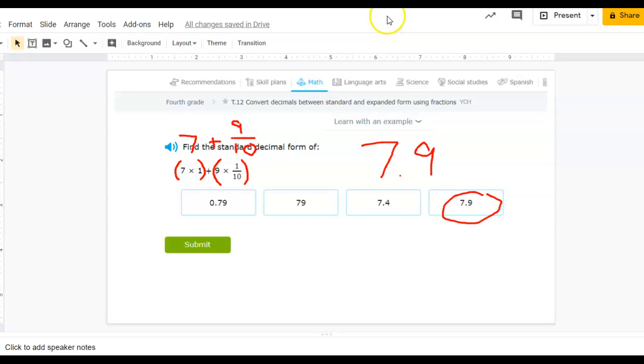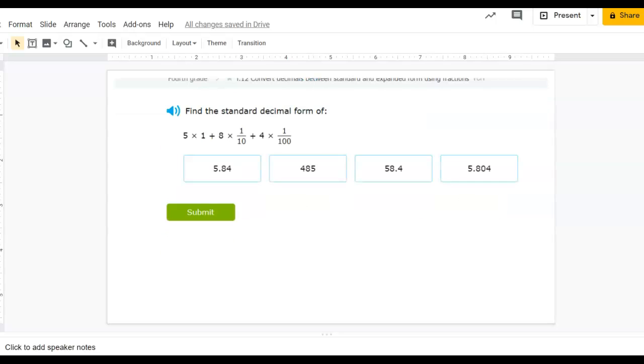So let's look at another example, and for this one, it looks real similar to what we just did. We're going to do the same thing. We see that there's multiplication and addition. We have to multiply first, so I'm going to go through and put my parentheses in here. 5 times 1, 8 times 1/10, 4 times 1/100. All right, so I'm ready to look.